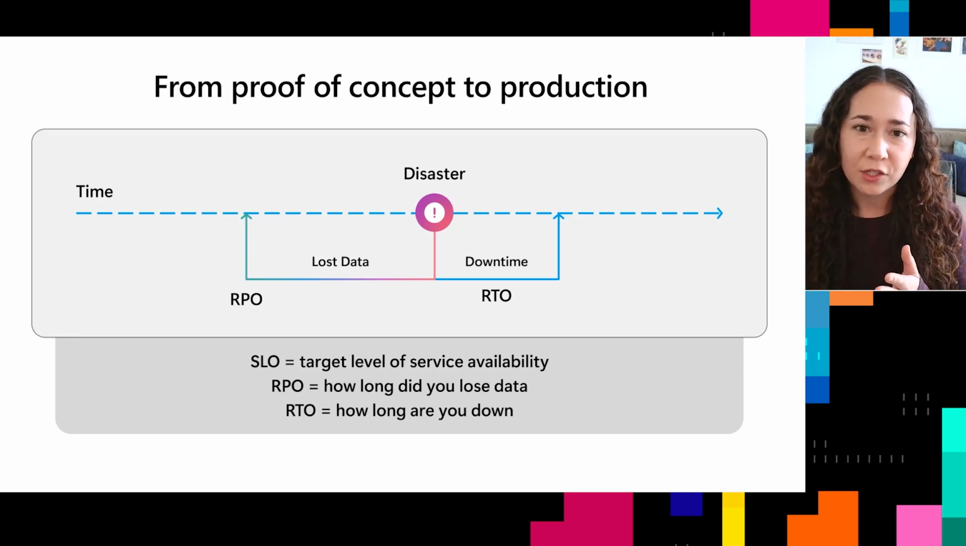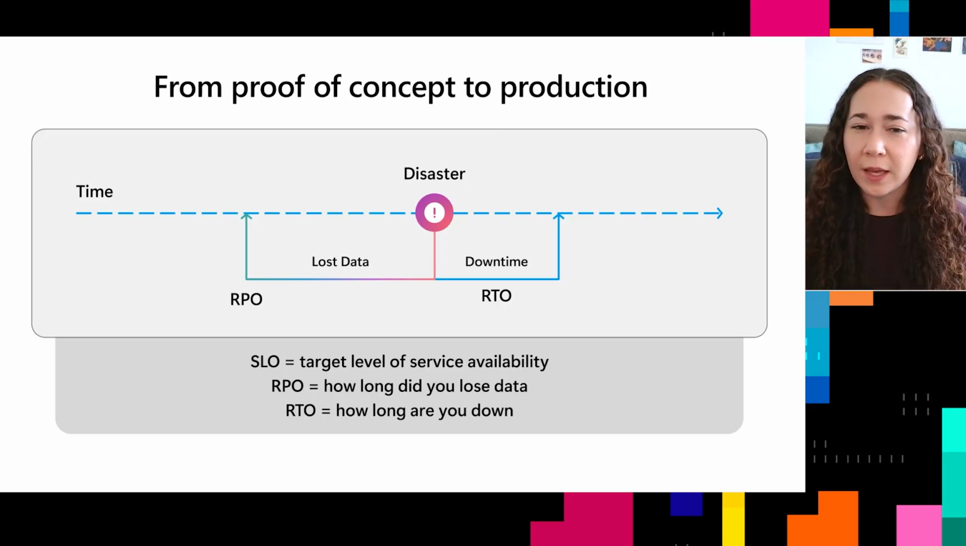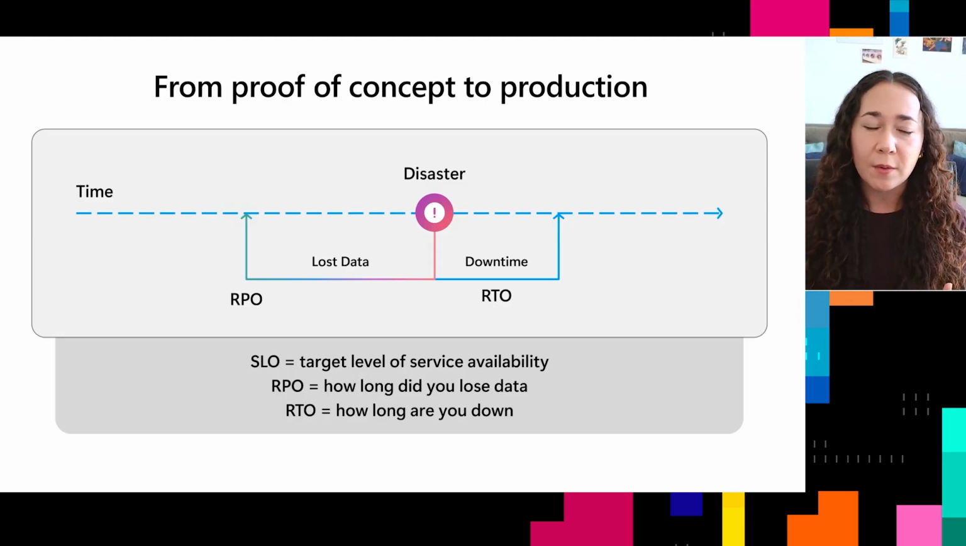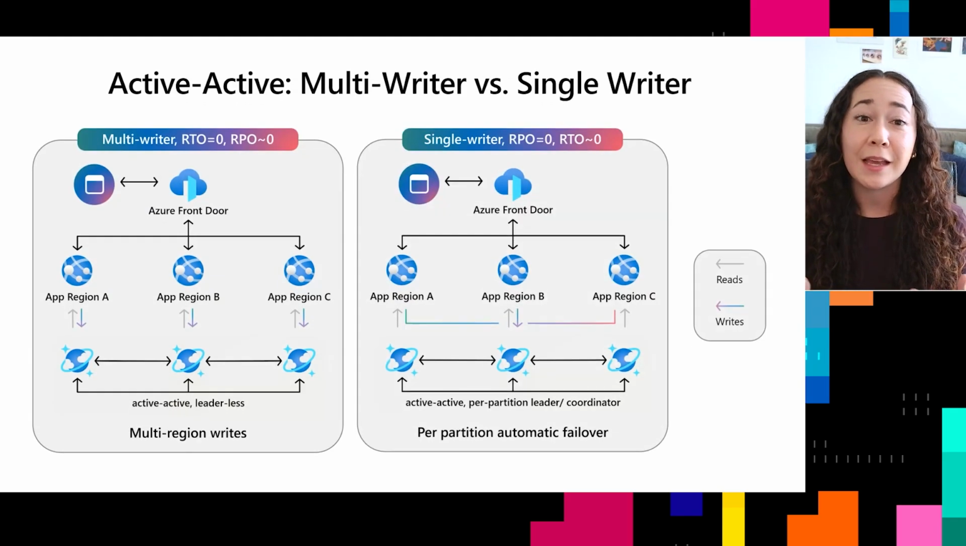Now, after the disaster, there's a potential time of downtime. So how long is it acceptable for us to be down? In our application, we really want 5 nines of availability. We want our application to be always up, and we want it to be available all around the world. So we can use the active-active pattern in Azure Cosmos DB to ensure that we're getting those 5 nines of availability. Now, in Cosmos DB, there are 2 different ways to achieve the active-active pattern.